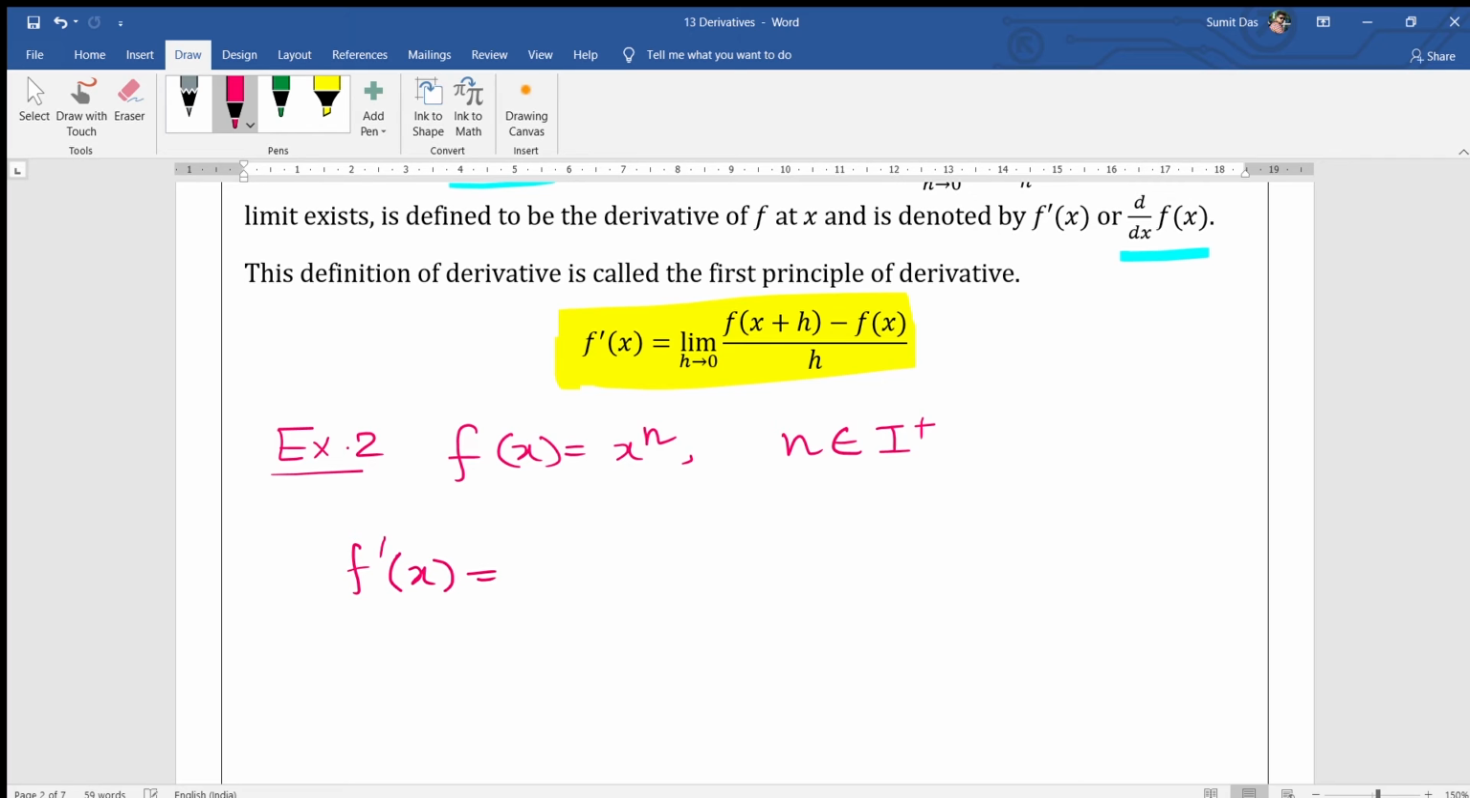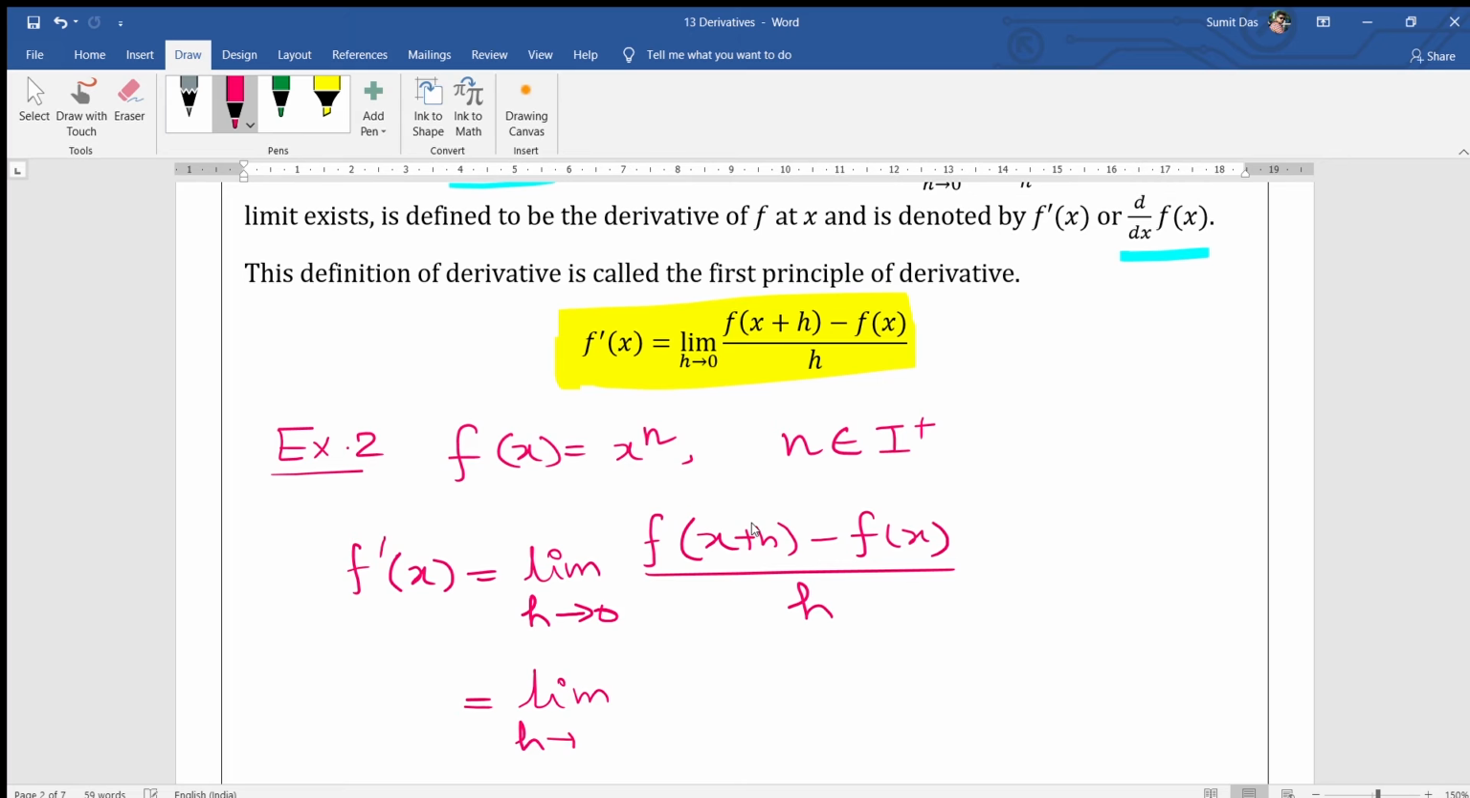Just put in the formula: limit h tends to 0 of f of x plus h minus f of x divided by h. Okay, so then limit h tends to 0. What will be f of x plus h? If f of x equals x to the power n, what will be f of x plus h? It will be x plus h to the power n. And whatever the f x value is, you just put the f x value and then h.